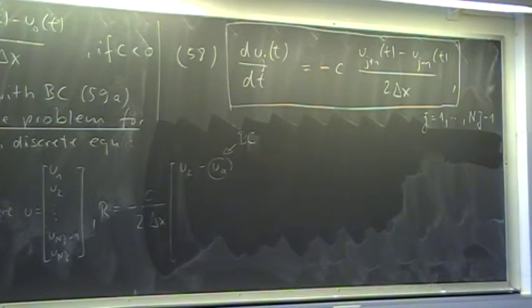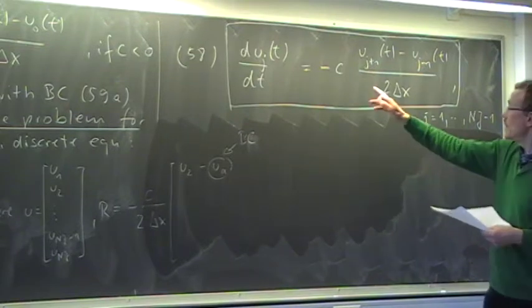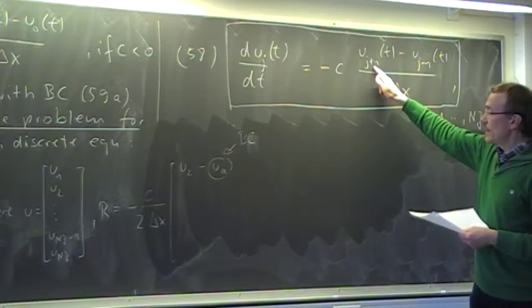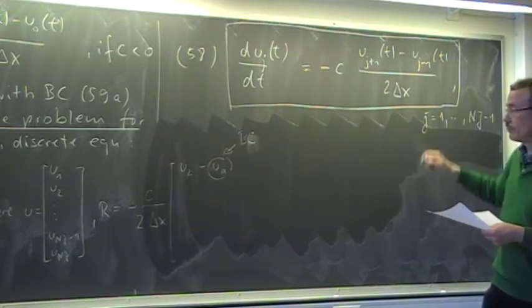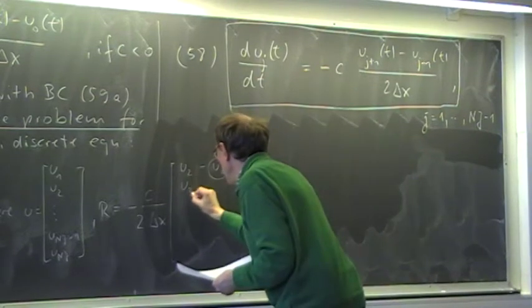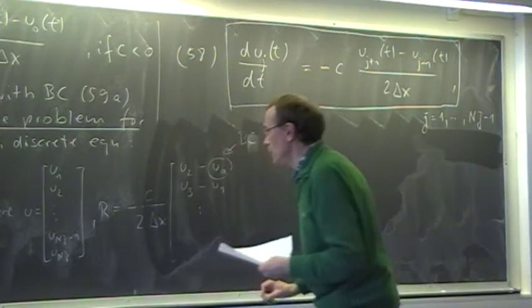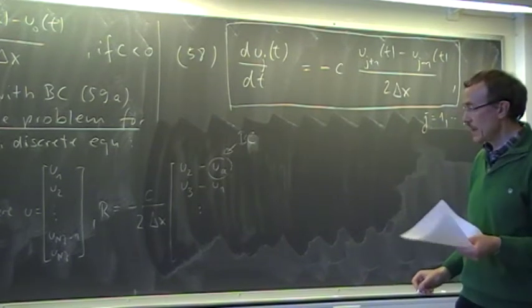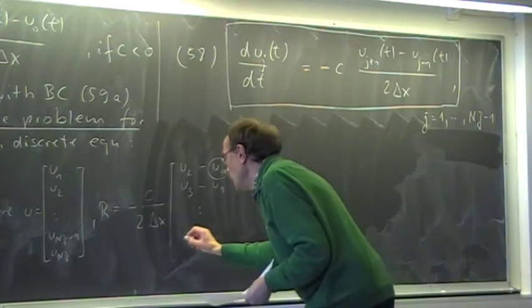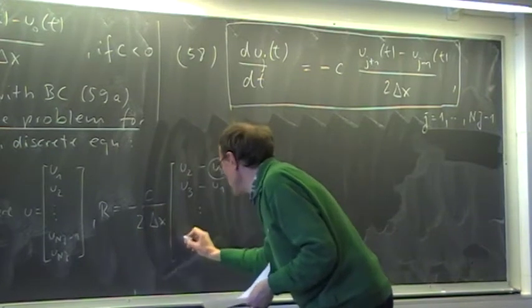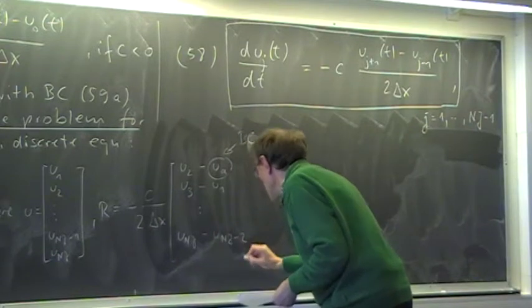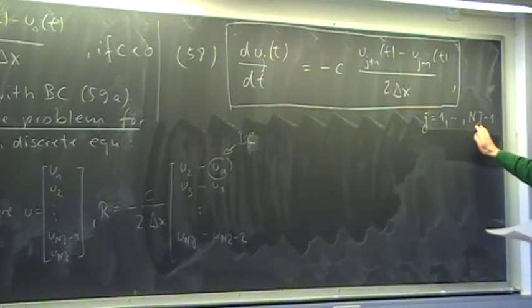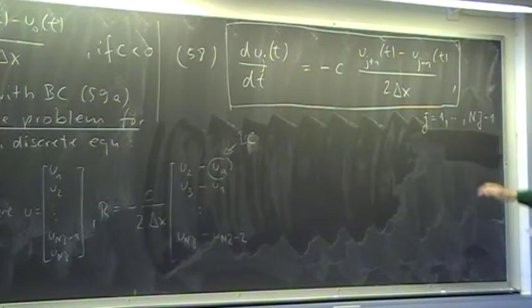Let's look at j equal to 2. For j equal to 2, we get minus c over 2 delta x times u3 minus u1. And this pattern will continue up to the next to last point. And there, at nj minus 1, we will get unj minus unj minus 2. That's the last point that we can use this formula for.